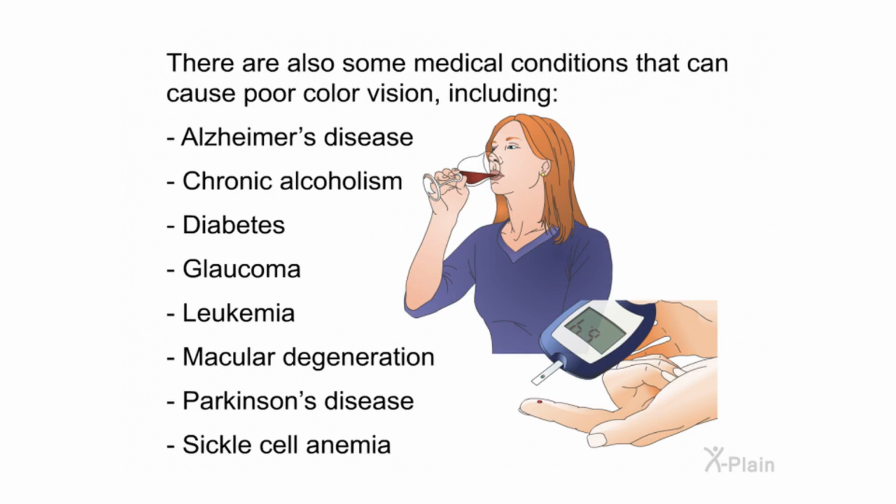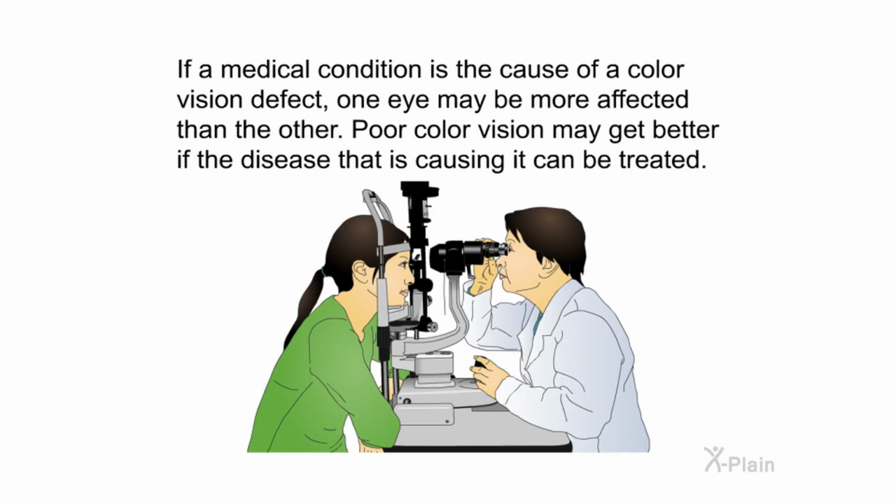There are some medical conditions that can cause poor color vision, including Alzheimer's disease, chronic alcoholism, diabetes, glaucoma, leukemia, macular degeneration, Parkinson's disease, sickle cell anemia. If a medical condition is the cause of a color vision defect, one eye may be more affected than the other. Poor color vision may get better if the disease that is causing it can be treated.